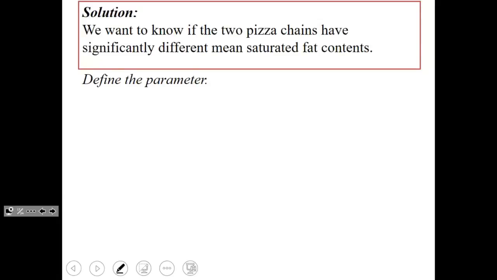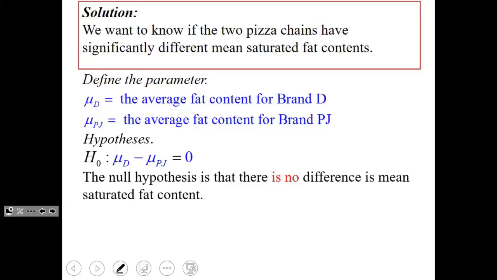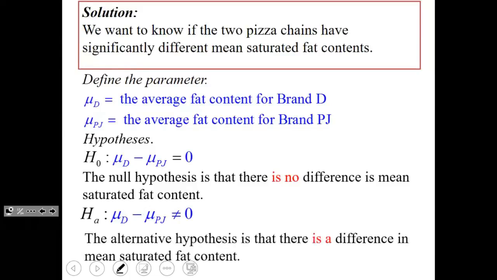We want to define our parameter. That's what we're looking for. Well, it looks like we're looking for the fat content, so mu D, the average fat content for brand D, and mu PJ, the average fat content for brand PJ. I also want to check my hypotheses. Our null hypothesis, it's the nothing hypothesis, or that there is no difference in the fat content between the two. Null hypothesis, there's no difference in mean saturated fat content. My alternative hypothesis, there is a difference. So all we're saying is that there is a difference.